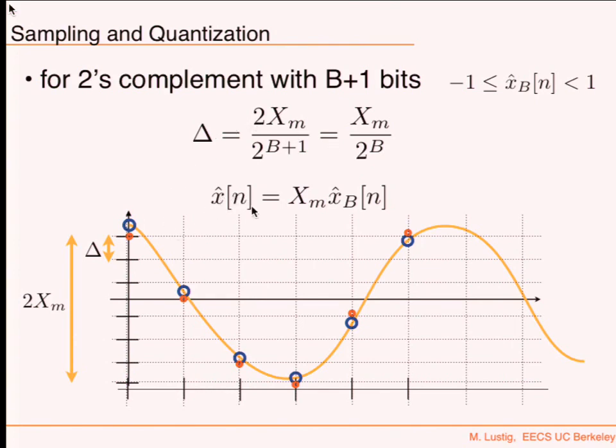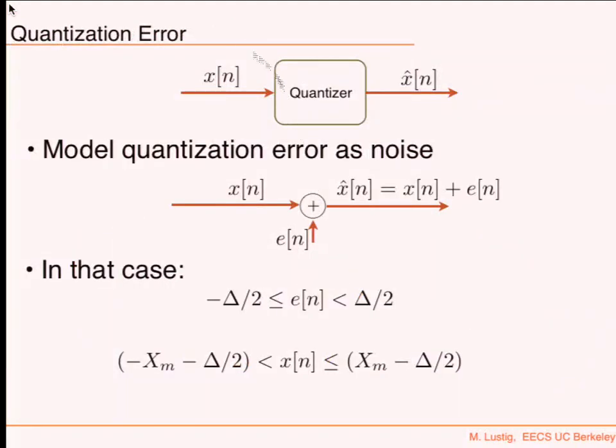So x hat would be, effectively, the range multiplied by the quantized value. So the sample that I'm storing is the quantized value, which is between minus 1 and 1, multiplied by the range. And this is why we define it that way. Great. Any questions up to here? There's no probability here. Everything is deterministic.